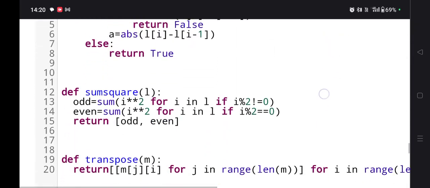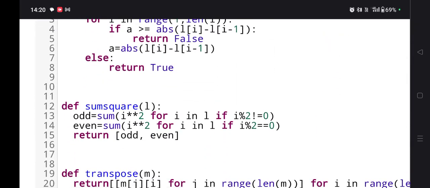What we have written is very simple. This is the name of the function, sum square. We have written odd is equal to sum, for i in L, if i modulo 2 is not equal to 0. Not equal to 0 means that it is odd. So you will take i square and add them one by one. i square means you are squaring the number.